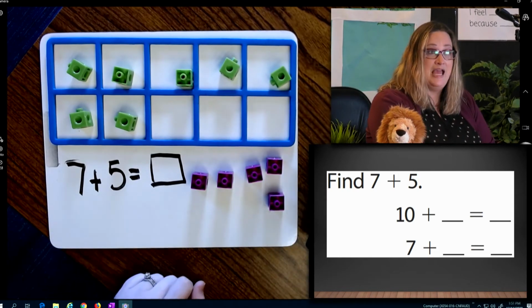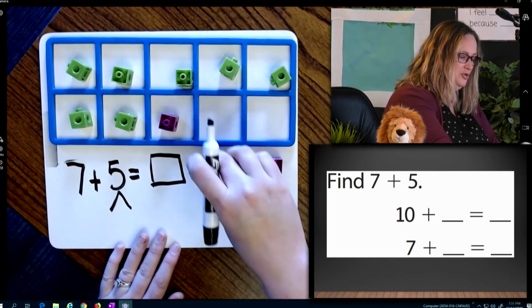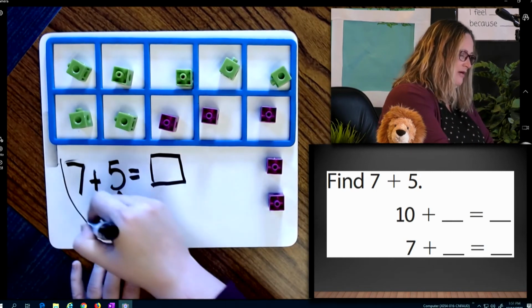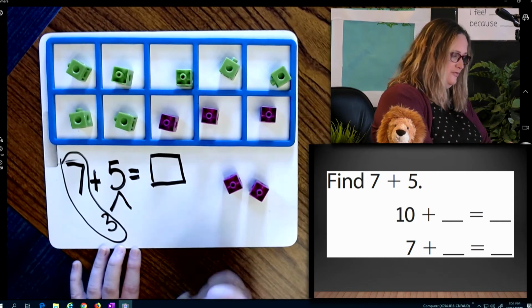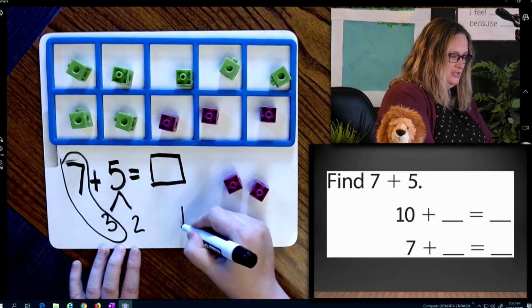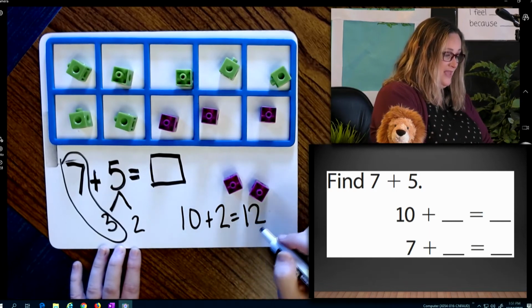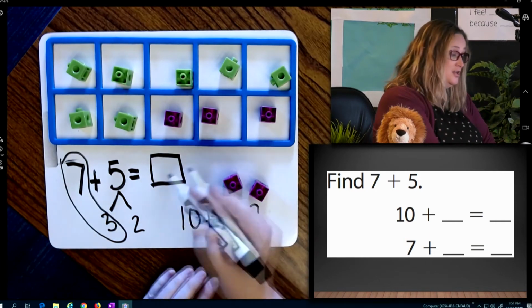Okay, can I make a 10? I can. I need to use 3 of those to make a 10. So now I have 10 and 2 left over from my 5. So 10 plus 2 equals 12. That means 7 plus 5 equals 12.